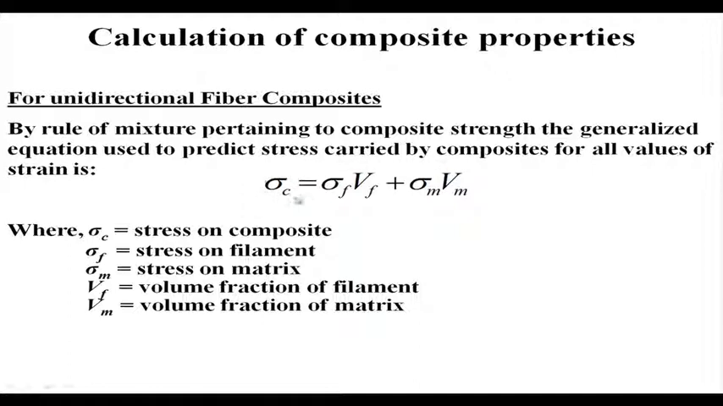Say, given the stress applied on the fiber and the matrix component, what will be the stress on the final composite? If we know the volume fraction of the fiber, the volume fraction of the matrix, and the strength of the fiber and the strength of the matrix, we can calculate the strength of the composite from this relation, where sigma c is the stress on the composite, sigma f is the stress on the filament or fiber, sigma m is the stress on the matrix, and Vf and Vm are the volume fractions of the fiber and the matrix respectively.